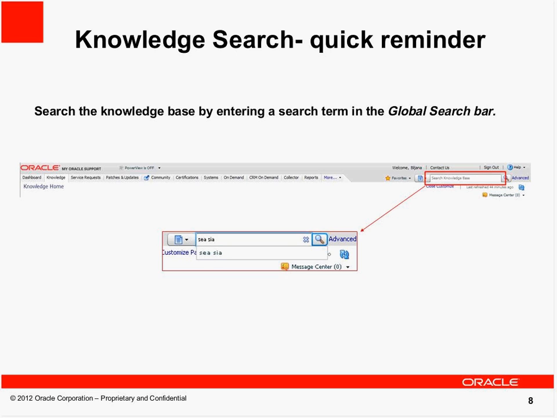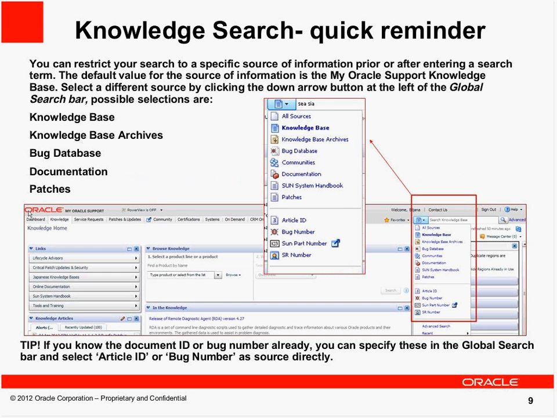Enter a search term in the global search bar and press the magnifying glass icon. You can limit your search to a specific source of information before or after entering the search term. The default value for the source of information is knowledge base. You can select a different source.